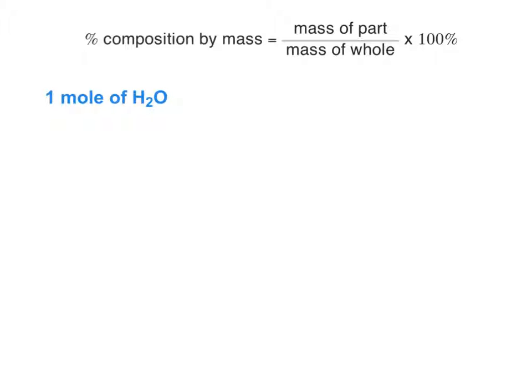To calculate percent composition by mass of water, I first need to find out the mass of my whole sample, the mass of 1 mole of water. To do that, I need to calculate the molar mass of water. So it would be the mass of 2 moles of hydrogen atoms plus the mass of 1 mole of oxygen atoms. So altogether, 1 mole of water would have the mass of 18 grams. This is our number for the denominator in our equation.